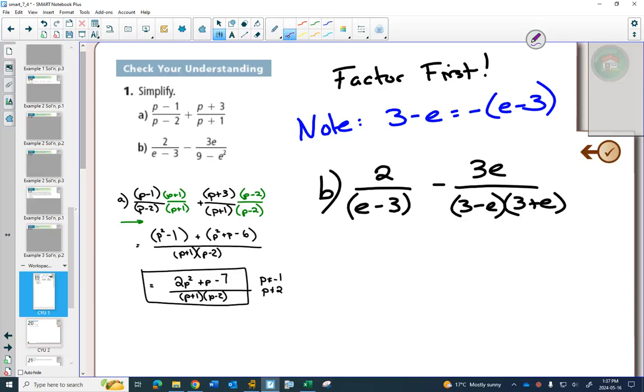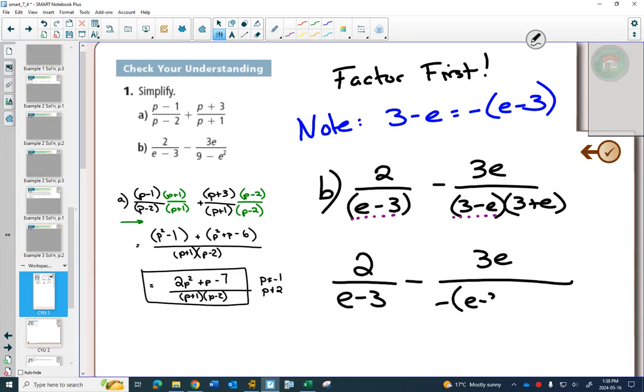when you see, and I'll underline them in purple here, when you see factors that are subtracted that are almost the same except just flips of each other, one was 3 minus e, one is e minus 3, you can factor out a negative. So I'm going to factor out a negative.